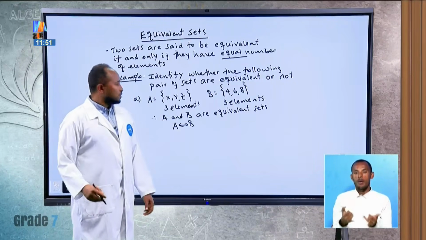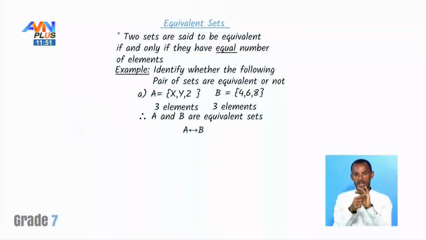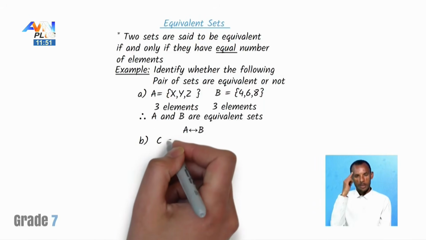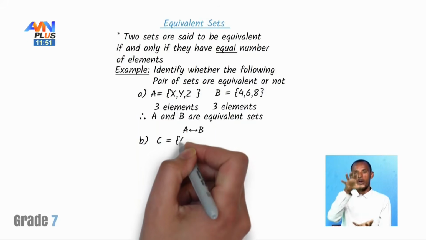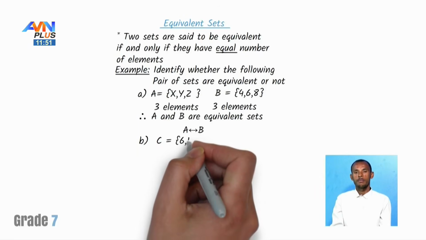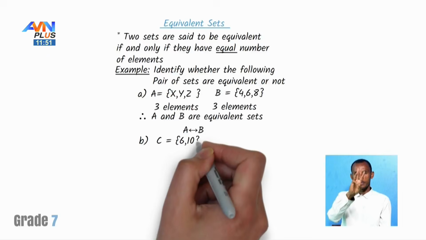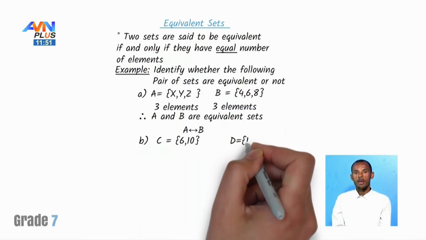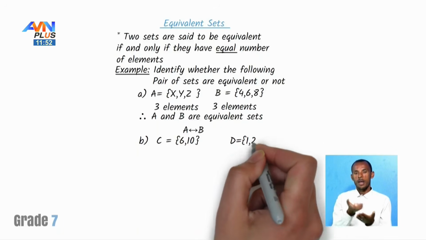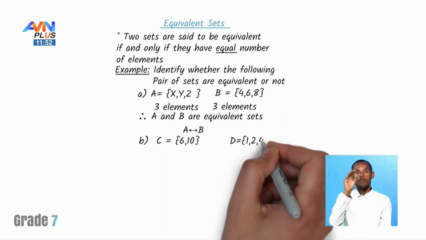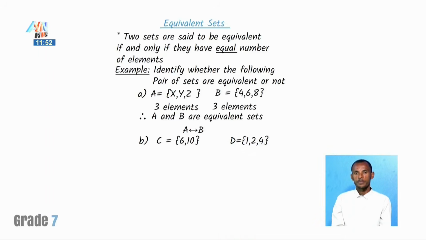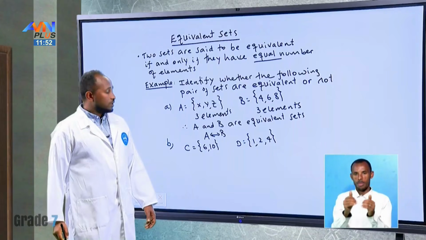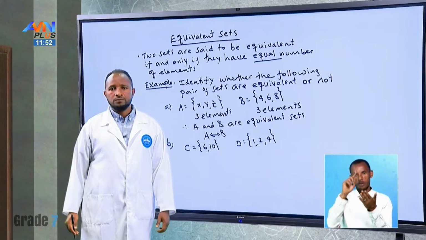Now, let's proceed to another example. Assume set C contains the elements 6, 10, and set D contains the elements 1, 2, and 4. So, are these two sets C and D equivalent? I'll give you 10 seconds for this question to try.